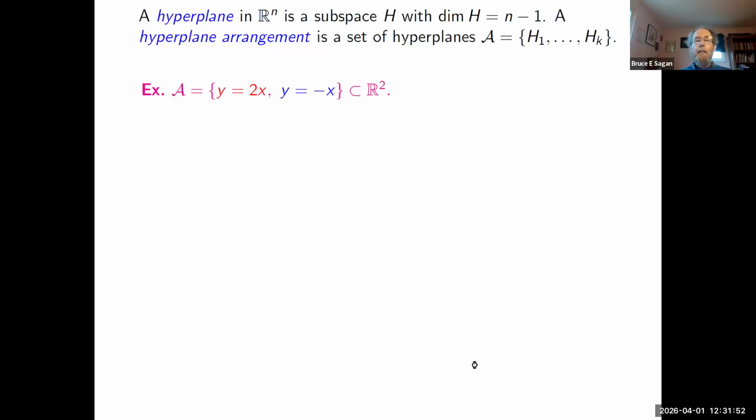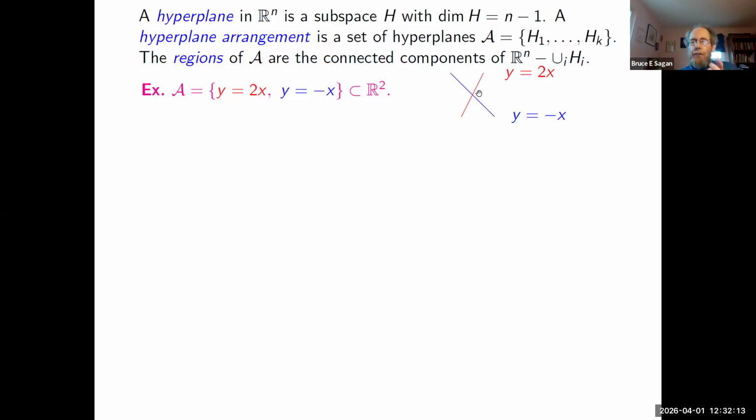And I'm going to take two lines, the line y = 2x and the line y = -x. So there they are. I've drawn them in the plane. I haven't drawn the coordinate axes because it'll make something later on a little bit clearer. But you can see this red line has slope 2, this blue line has slope -1, and they cross at the origin in the middle.